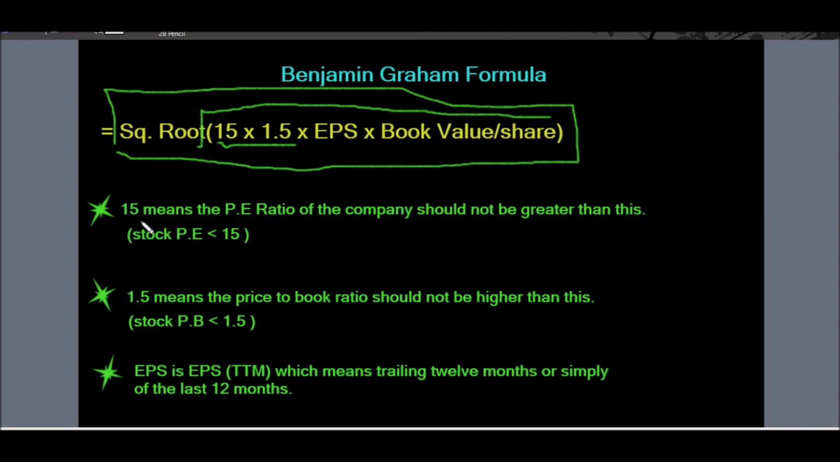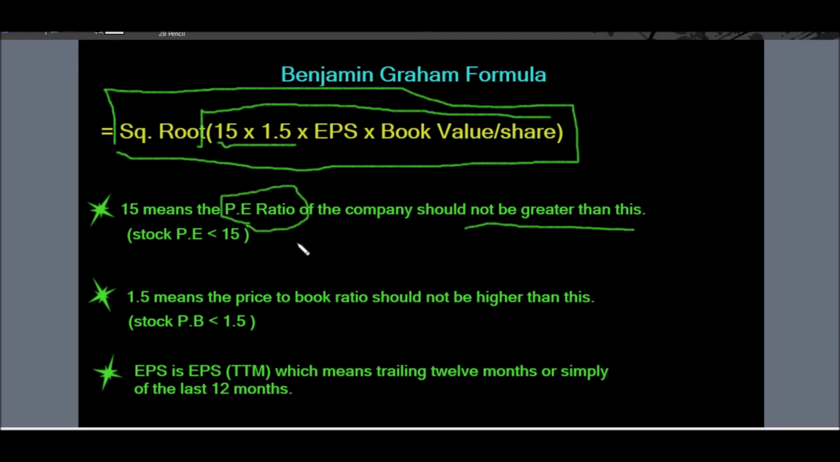So it says 15. What is 15? 15 means the PE ratio of the company should not be greater than this. So if the PE ratio of a particular company is greater than that, then you cannot use this formula for that particular company. We have already talked about what a PE ratio is, so you can just refer to that video.